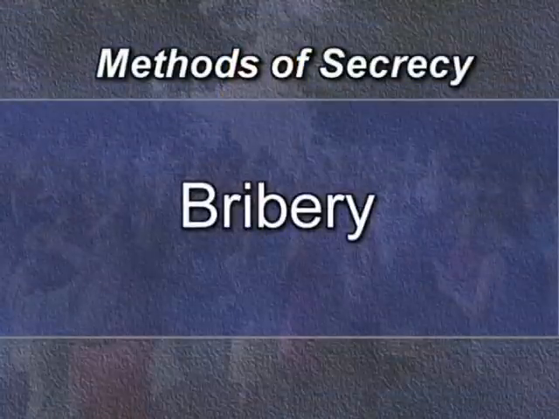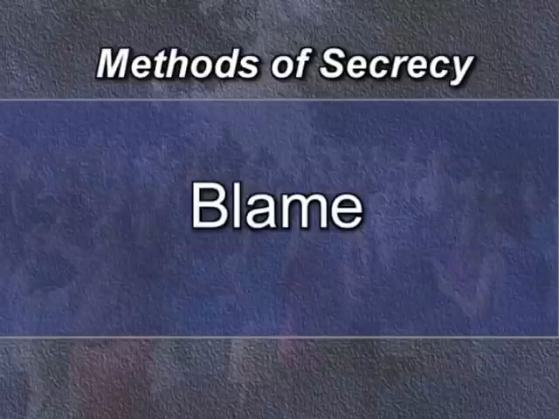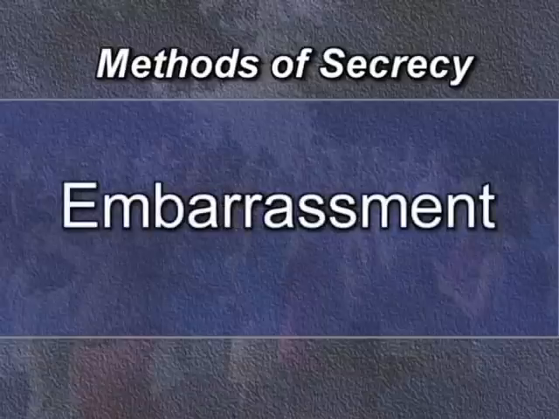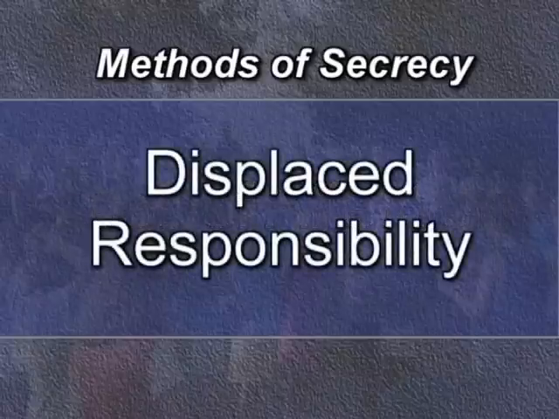They include, but are not limited to, bribery. This could include gifts, animals, or any favors that interest a child. Blame. The molester tells the child they are at fault for what has happened. Embarrassment. Children realize that what has taken place is wrong. Loss of affection. Often the molester is a person that is loved by the child. Displaced responsibility. The child blames themselves for the molestation.